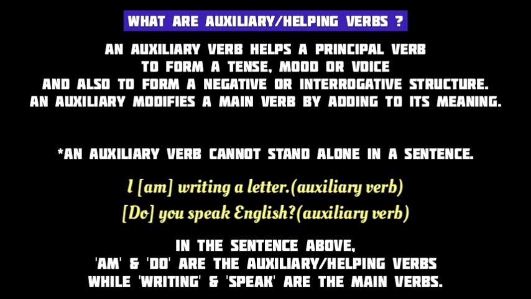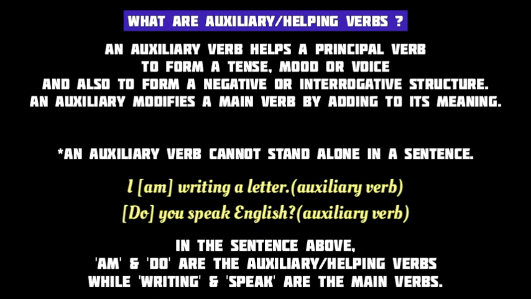An auxiliary verb combines with the principal verb to form certain tenses, moods or the passive voice. It also helps the principal verb to form interrogative or negative sentences. Not only that, auxiliary or helping verbs modify the main verb by qualifying its meaning in the sentence. In the sentence "I am writing a letter," the auxiliary verb "am" is combining with the principal verb "writing" to form the present continuous tense.